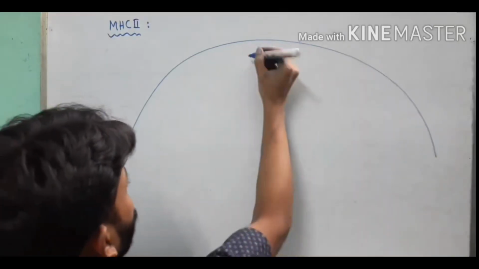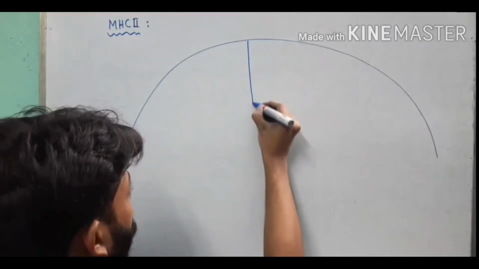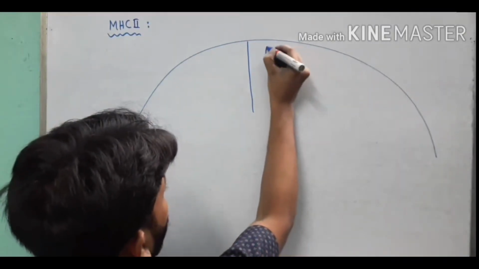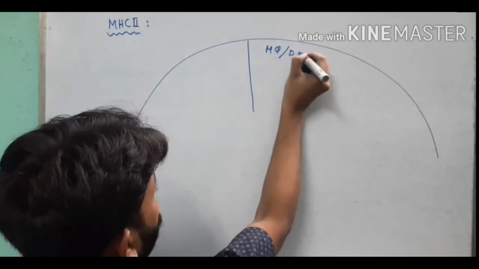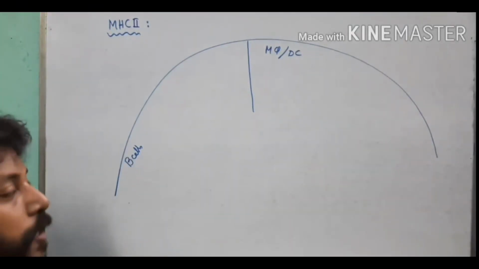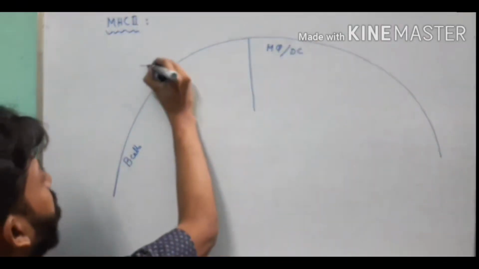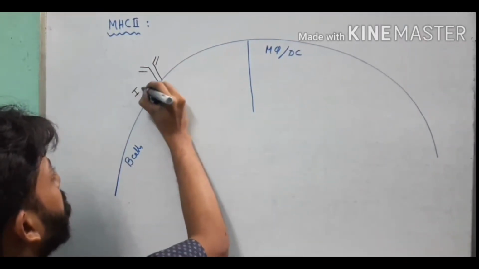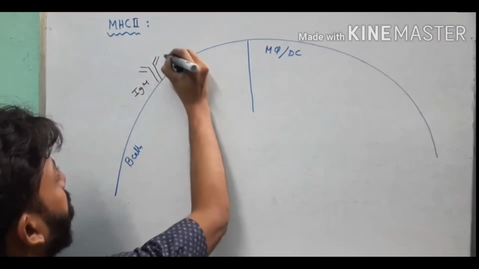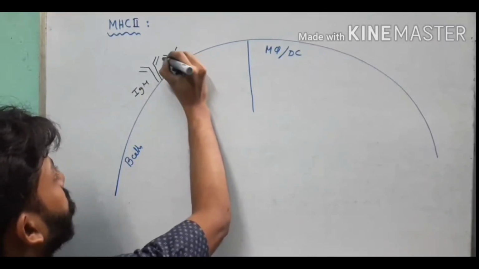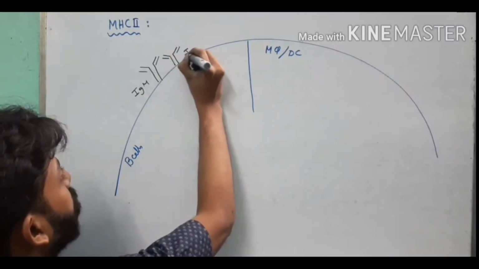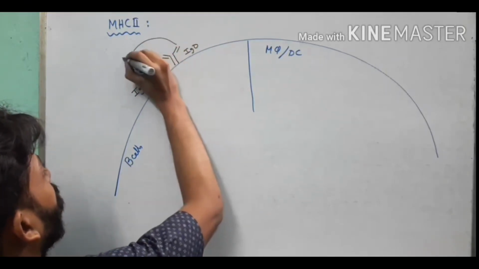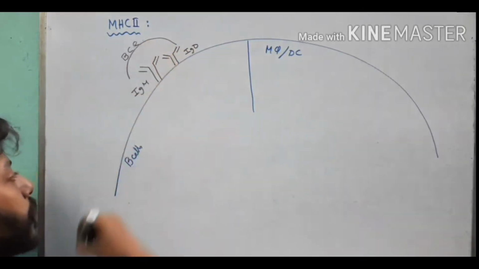Let's assume this is a cell, and this portion of the cell is a B cell, and this portion of the cell is a macrophage or dendritic cell. In the case of a B cell, two antibodies bind with the plasma membrane. One is called IgM, and another antibody that binds with the plasma membrane is called IgD. These two antibodies together are called the B cell receptor.